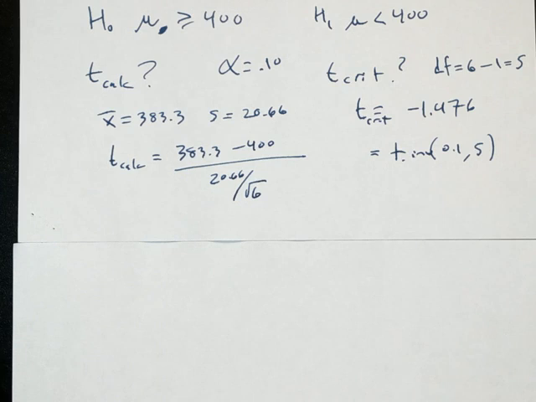Same calculation. The average we got minus the thing we think is the average, over the standard deviation over the square root of n. We use our standard error. Somebody give me a number, at least 2 decimal places. 1.976.